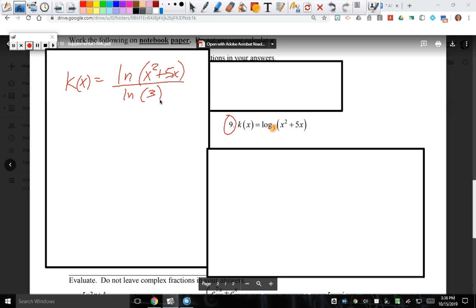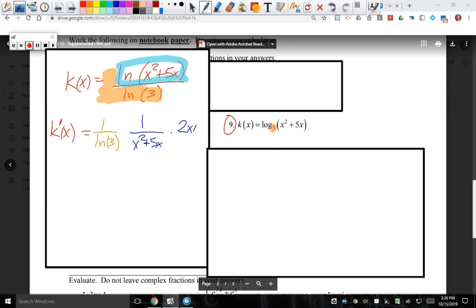Now I would constant multiple roll out the understood 1 over the natural log of 3. So 1 over the natural log of 3 is going to be multiplied, because I'm about to derive just the derivative of everything else, which is 1 over the stuff times the derivative of the stuff. Parentheses, parentheses, and so on and so forth.